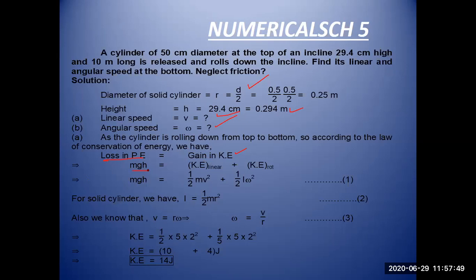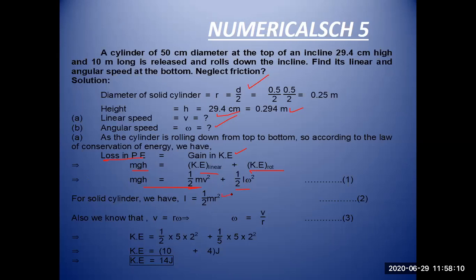But loss in potential energy is mgh. This was the amount of energy. It is lost in linear kinetic energy and rotational kinetic energy. Rotational energy is this one formula, and translational is this. Then the total amount of this potential energy is converted into translational and rotational energy.